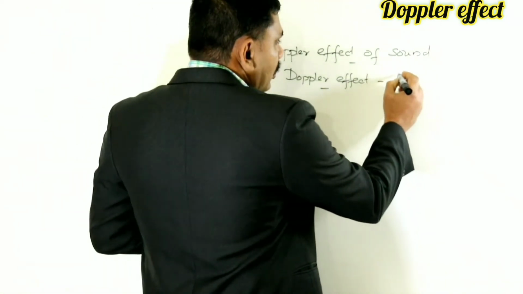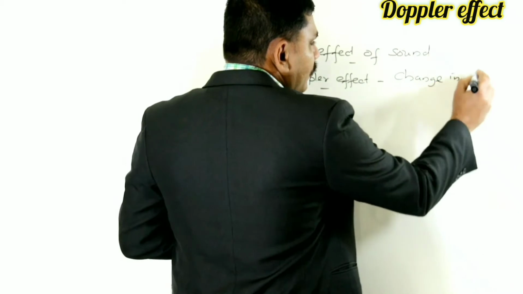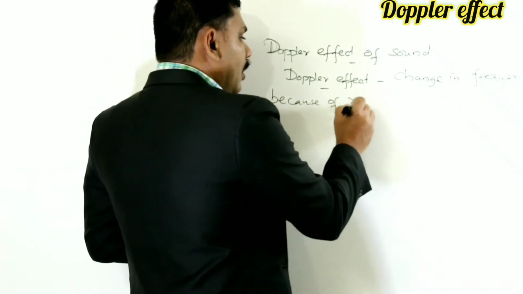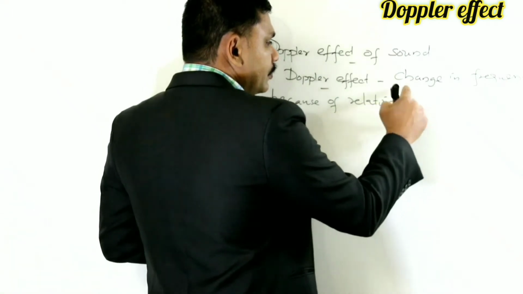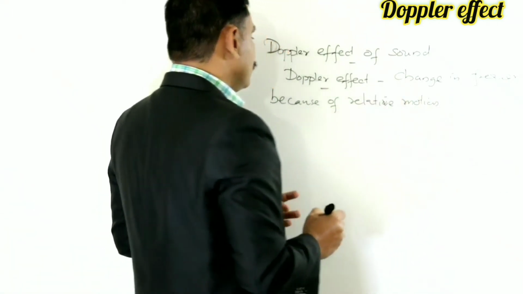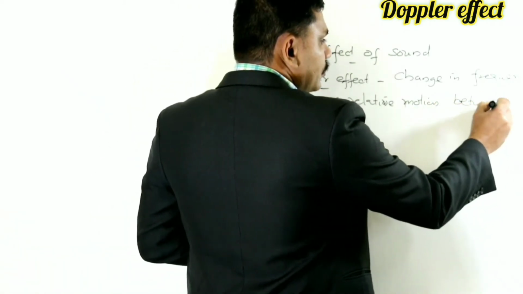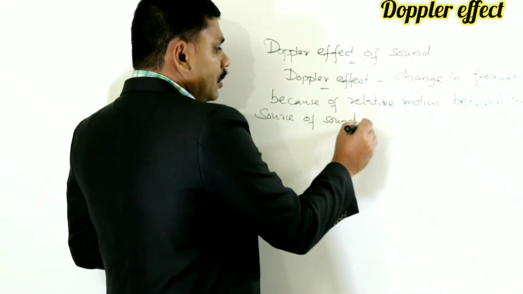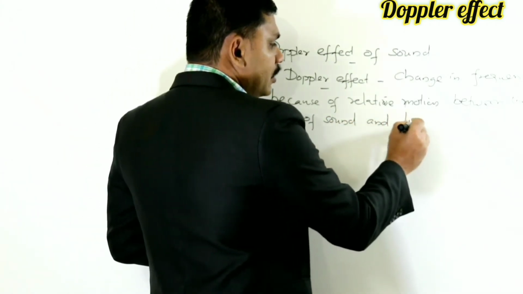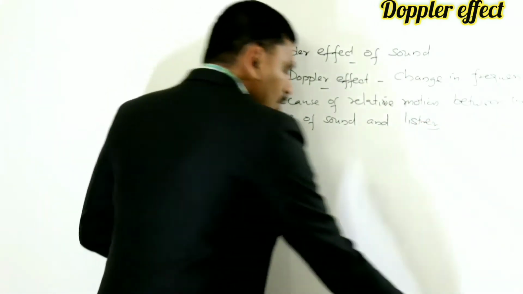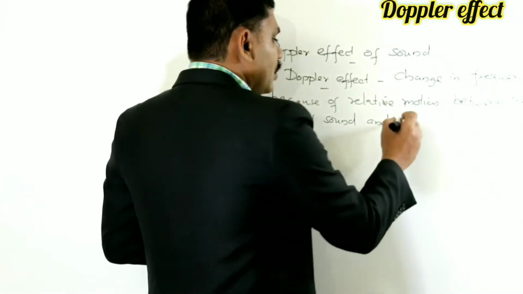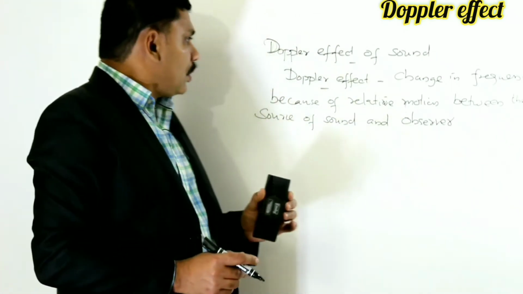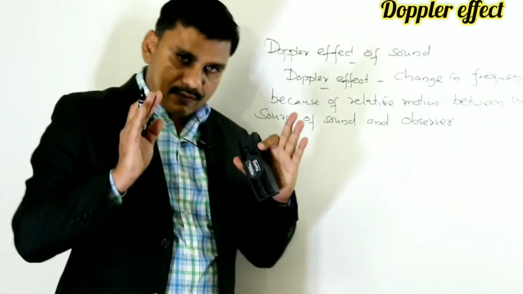So this is the change in frequency because of relative motion between the source of sound and the listener, or you can say the source of sound and the observer. That is the definition for Doppler effect in sound.